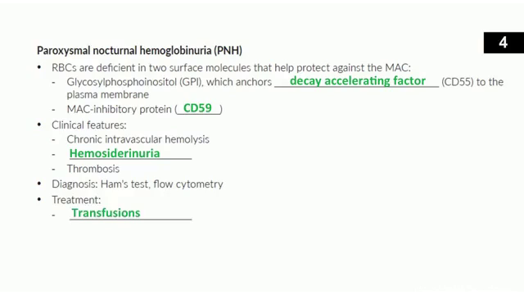Then how do we treat it? These patients may need transfusions because they're undergoing hemolysis. We anticoagulate them with warfarin because they have that increased risk of thrombosis. And there's a drug called eculizumab, which is a monoclonal antibody that inhibits complement and prevents it from attacking the red cells. But eculizumab costs several $100,000 a year.